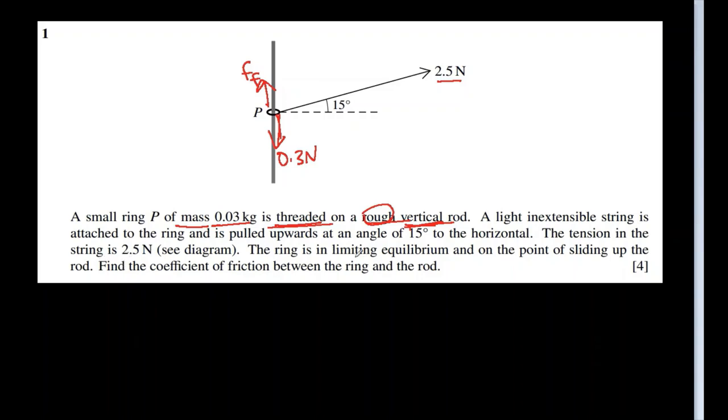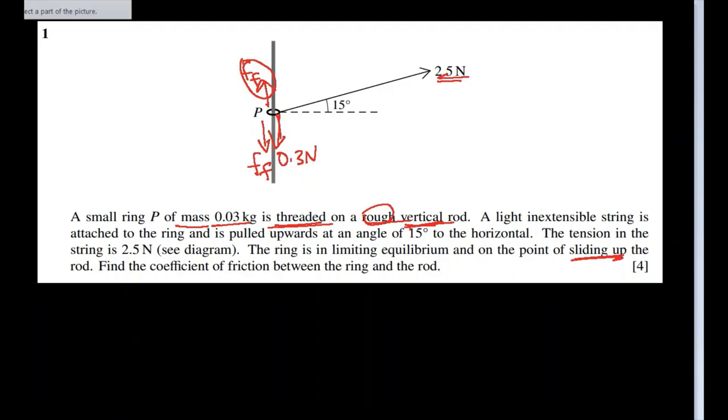The ring is in limiting equilibrium. That means whatever is the force upwards is equal to the force downwards, and that's why it is not moving, because of the limiting equilibrium. It is on the point of sliding up. This is very important. Sliding up means because of this force, it is about to move up. So the friction I wrote up is not up anymore, because since it is trying to move up, friction will join the weight. See, each step has some meaning.